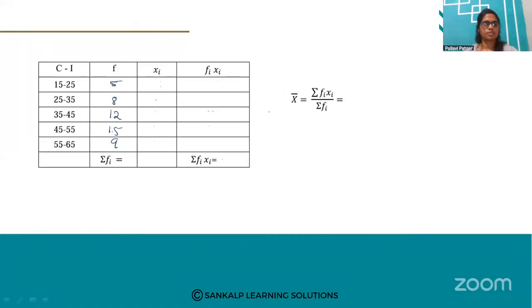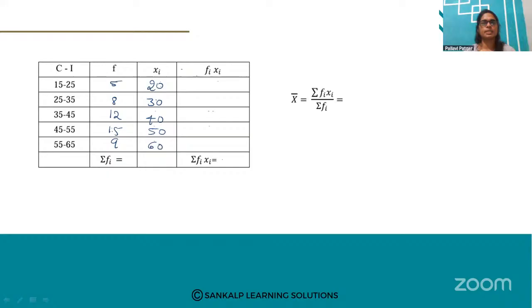Okay. So here xi: 15 plus 25 divided by 2 is 20. So 25 plus 35 divided by 2 is 30. 35 plus 45 divided by 2 is 40. 45 plus 55 divided by 2 is 50. 55 plus 65 divided by 2 is 60.